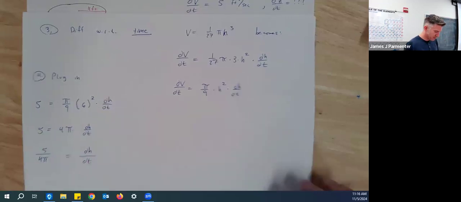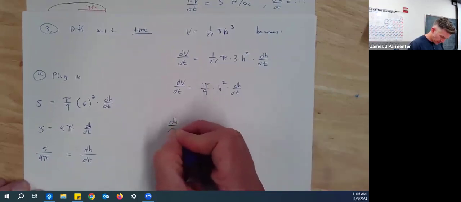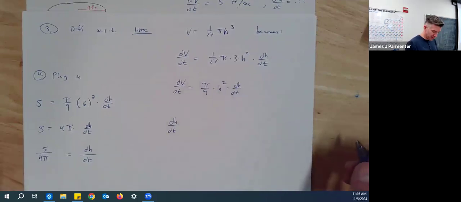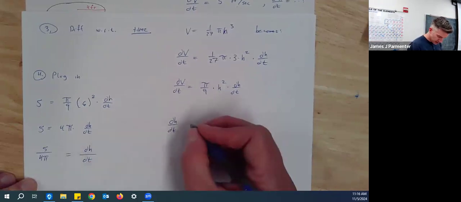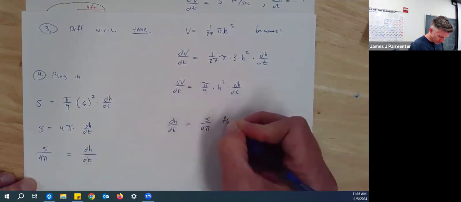What are my units here? Well, I was measuring the rate of change of volume in cubic feet per second. So the rate of change of the height should just be in feet per second. So dh/dt is equal to 5 over 4 pi feet per second.